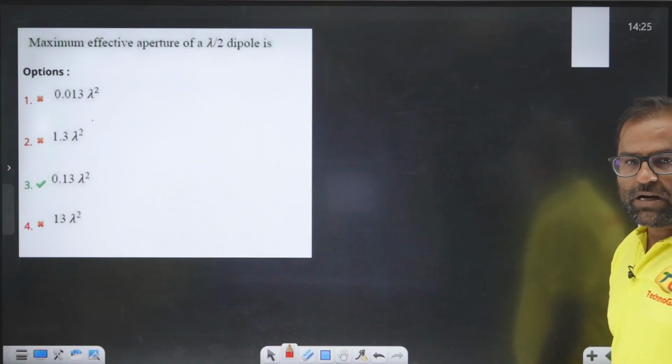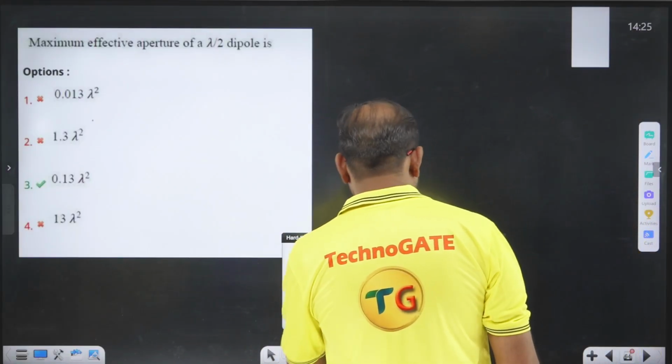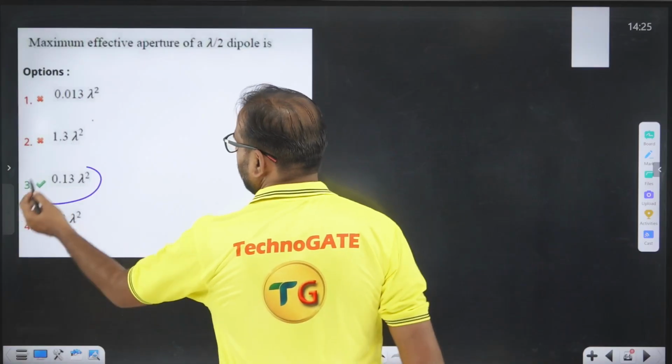The maximum aperture of a lambda by 2 dipole, okay, this is theoretical again, is 0.13 lambda square.